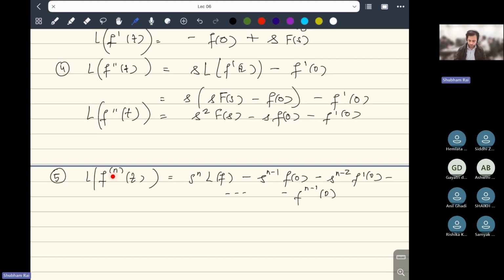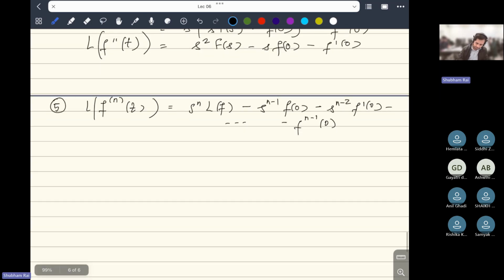You can just put n is equal to 2 here. So this will be s square times the Laplace transform of f, which is capital F of s, minus s to the power 1 f of 0, which is here, and then s to the power 0, which is 1, times f prime 0, which is here. This is the generalized formula.